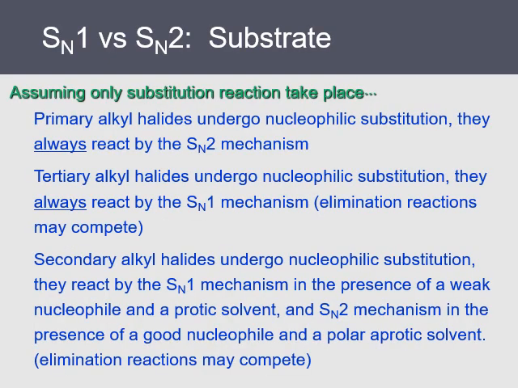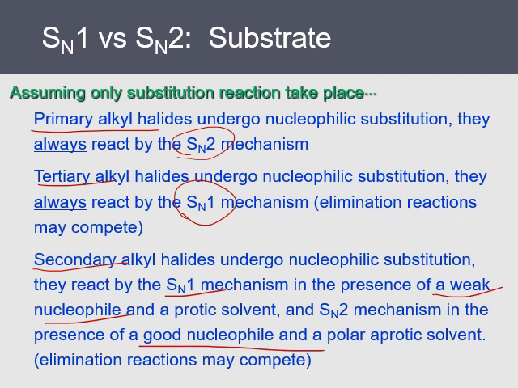Again, primary alkyl halides almost always undergo SN2 reaction. Tertiary almost always undergo SN1 reaction. Secondary can undergo both mechanisms, depending on the conditions. If you have a weak nucleophile, then the carbon-halogen bond breaks, forms a carbocation, and that's the SN1 mechanism. But if there exists a strong nucleophile, then the nucleophile will attack directly, and that undergoes SN2 reaction. Now, of course, eliminations may compete, so we're going to see that in the next section.